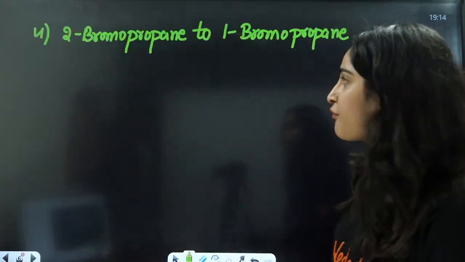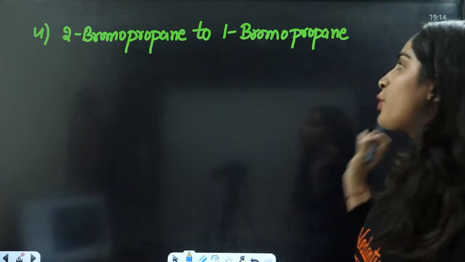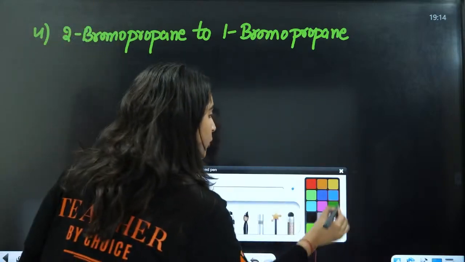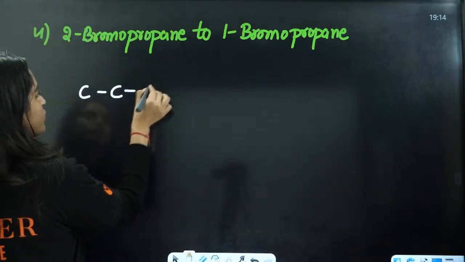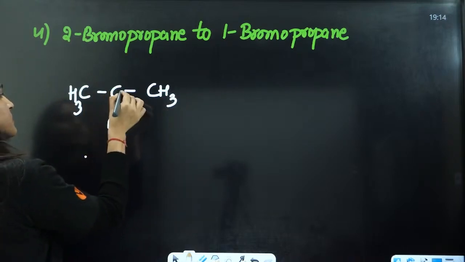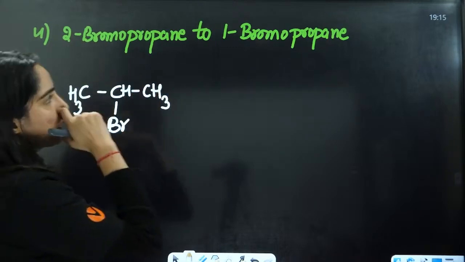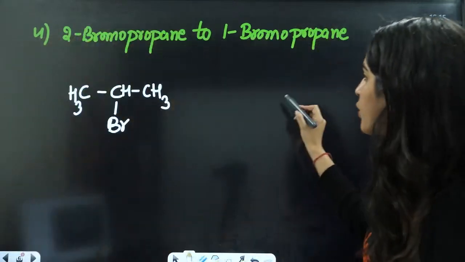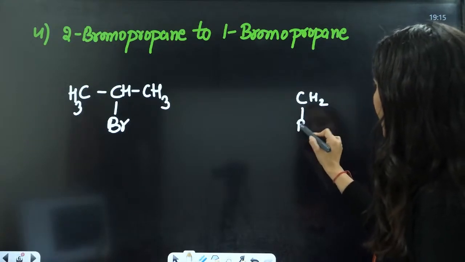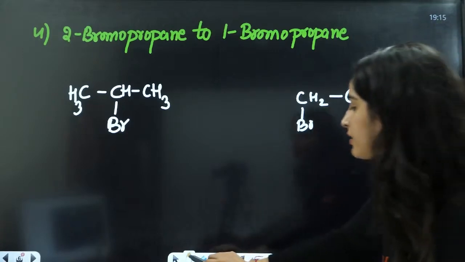Okay, perfect. Next is 2-bromopropane to 1-bromopropane. Now you have 2-bromopropane. This is 1, 2, 3. This is CH3, this is CH, this is CH3. Here 1-bromopropane is nothing but CH2Br and CH2CH3.